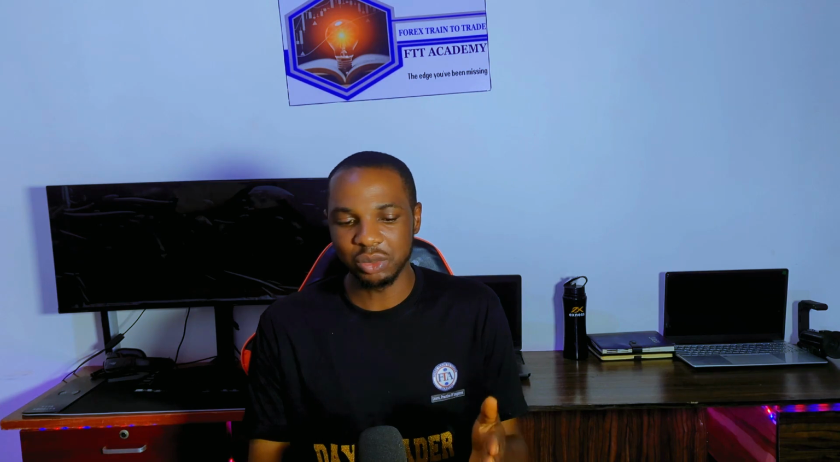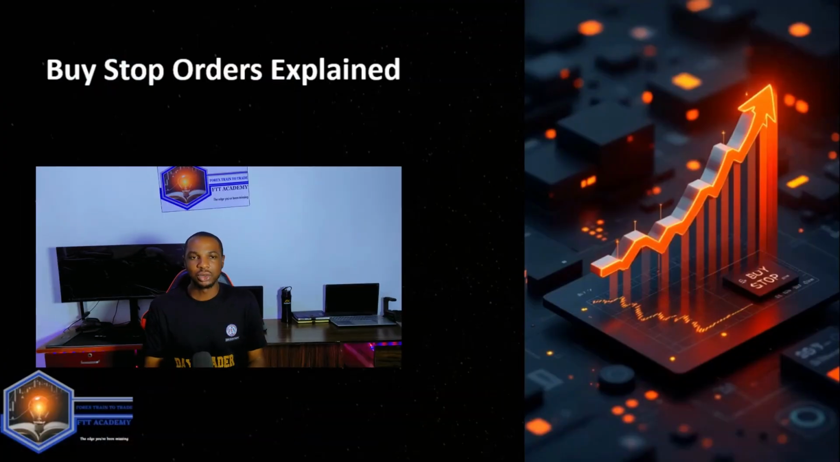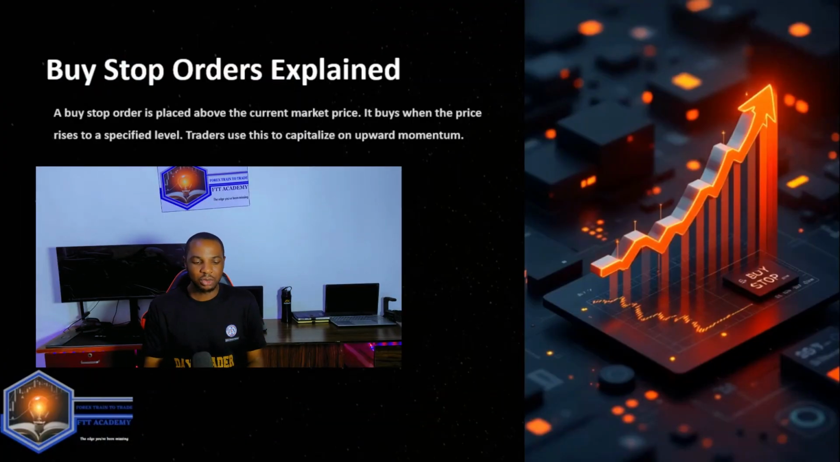For example, we're going to start with the buy stop order. So what is a buy stop order? A buy stop order is placed above the current market price. You are anticipating that if the price pushes up and reaches that particular level, it should trigger you into the trade before it moves further.